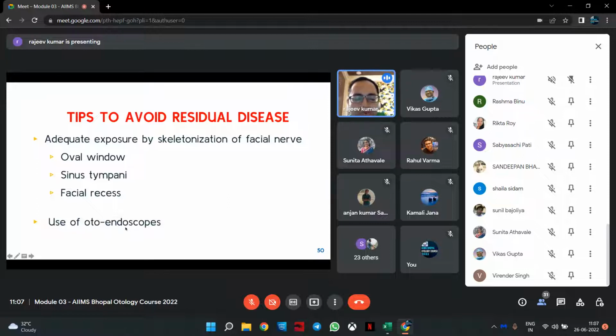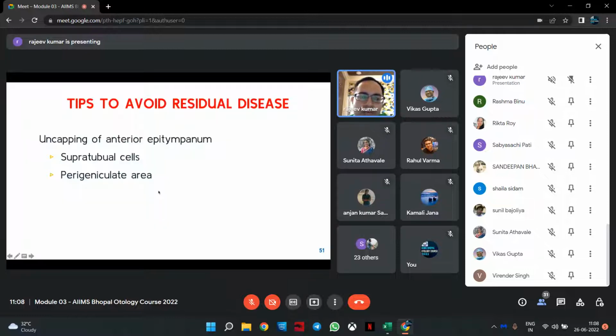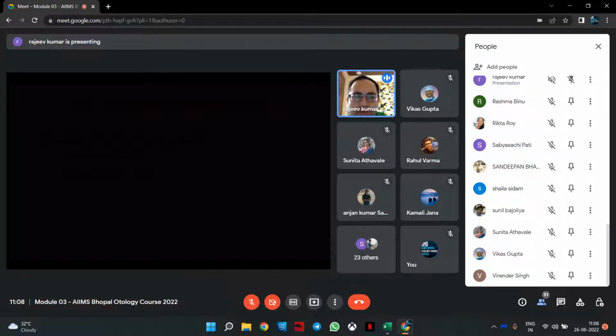You can use autoendoscopes, which are available now in most of the institutes, to look into the nooks and corners. Initially there were Buckingham mirrors, but now I think autoendoscopes have replaced all mirrors. And in the anterior epitympanum, once you remove the head of the malleus, you will gain access to the supratubal cells and perigeniculate area to remove all the disease. So that's all.